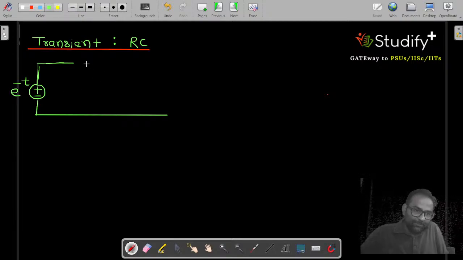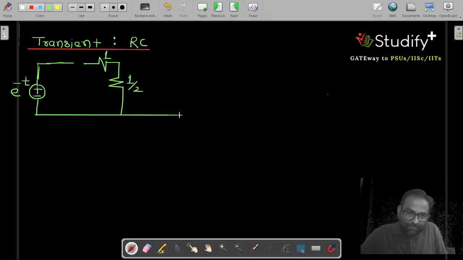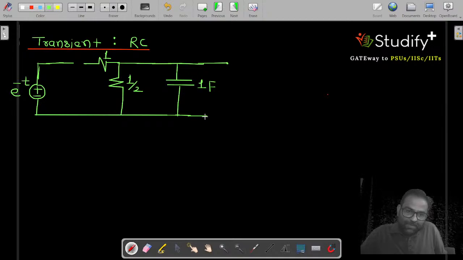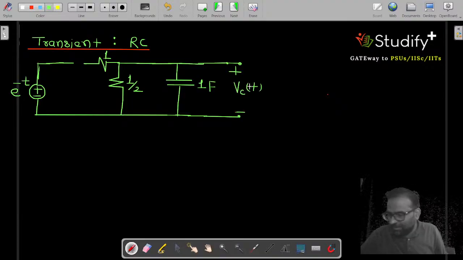What else is given? This value is 1. This value is half. Then we are having one capacitor, and the capacitor value is 1 farad. They are calling the voltage across the capacitor plus minus of VC(t). Correct. Again, one more thing is given.